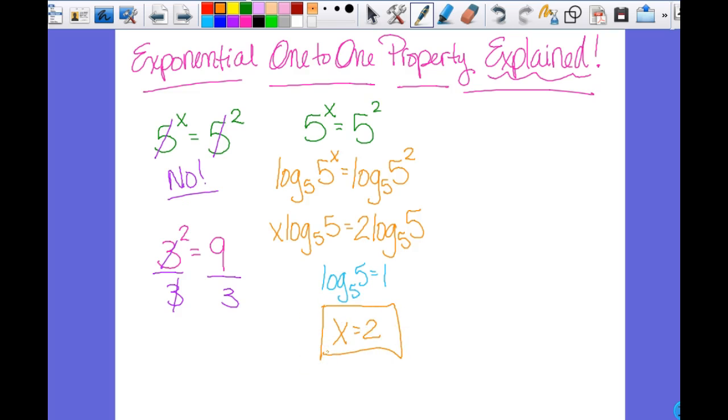You are using logs even though you're not using logs. So the one-to-one property is like the theorems, they have been proven, they have been shown, and basically it's allowing you to skip all of these steps and jump from here to here. Without the one-to-one property, I would have to solve it in some fashion like this every single time, and we don't want to have to do that.